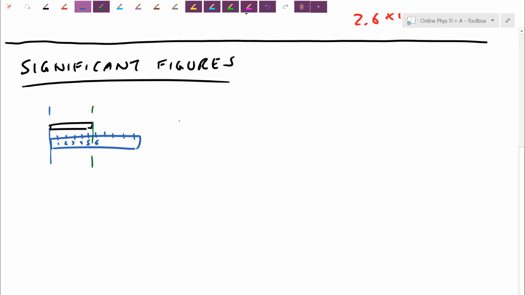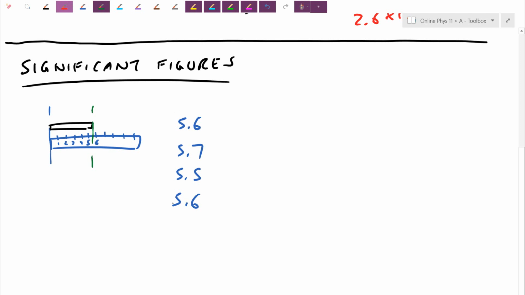Some people might say 5.6. Some people might say 5.7. Some people might say 5.5, 5.6, right? There's a whole bunch of different readings. As we get these readings, we're going to start introducing the idea. Notice that everyone is consistent with the 5.